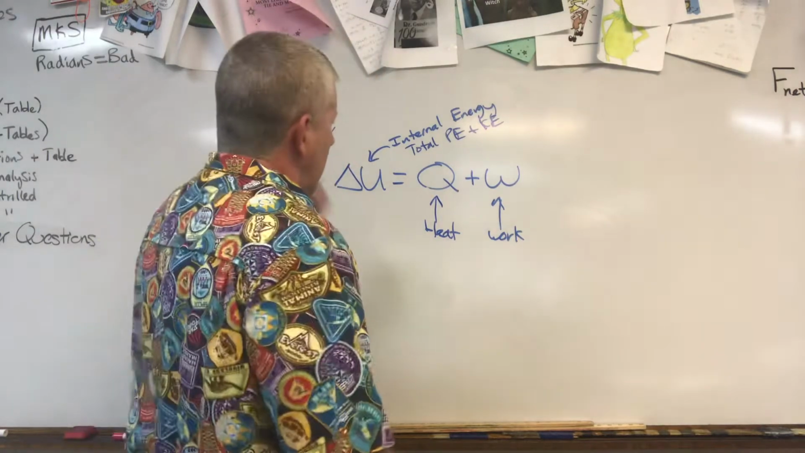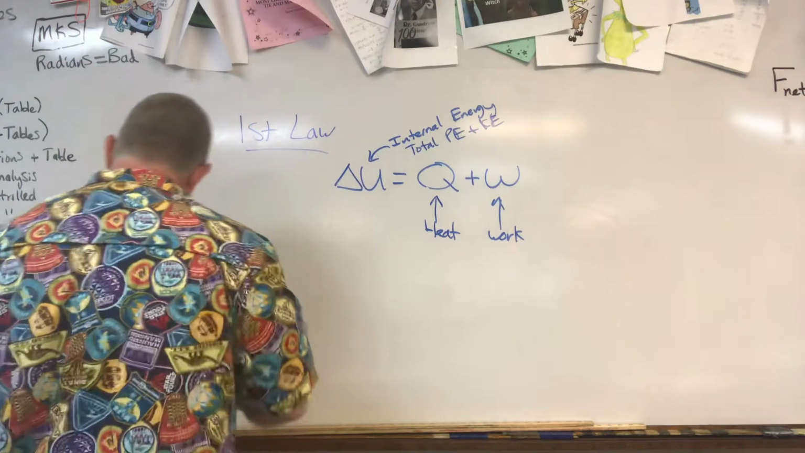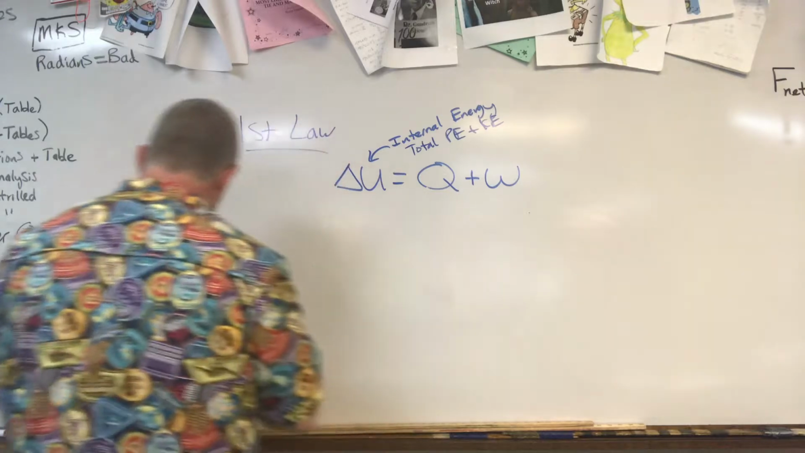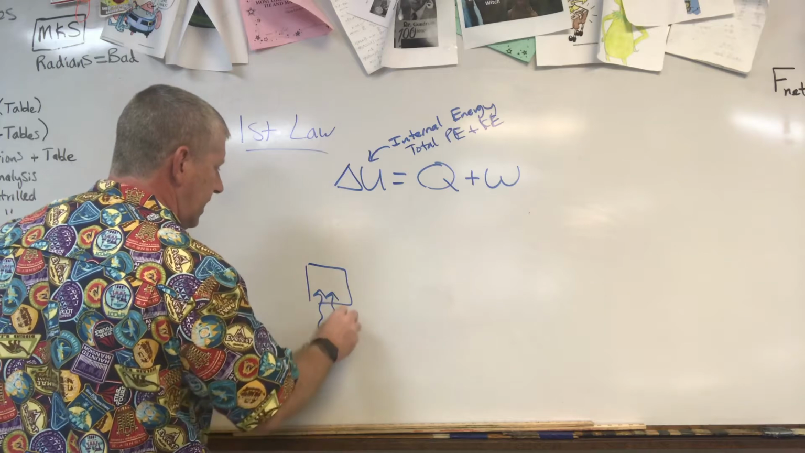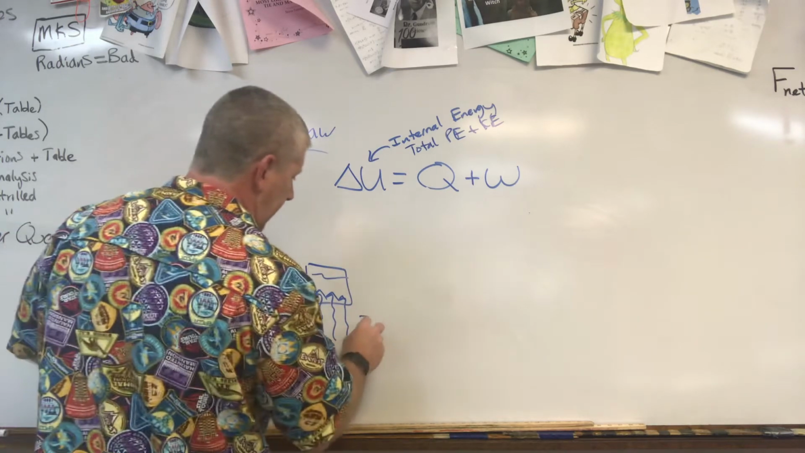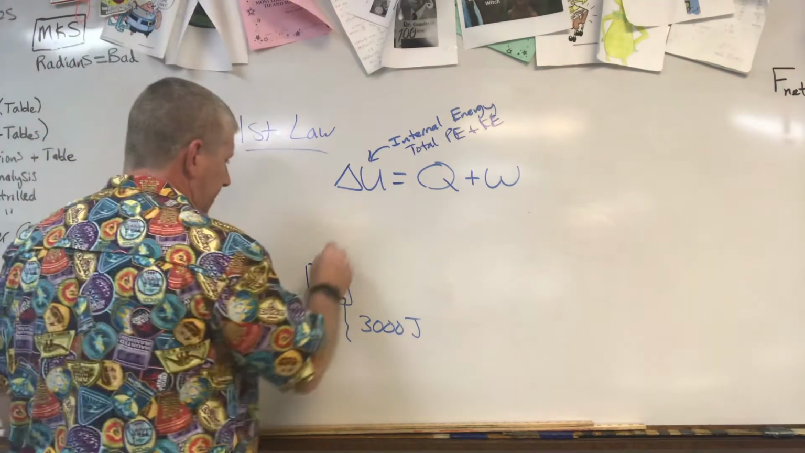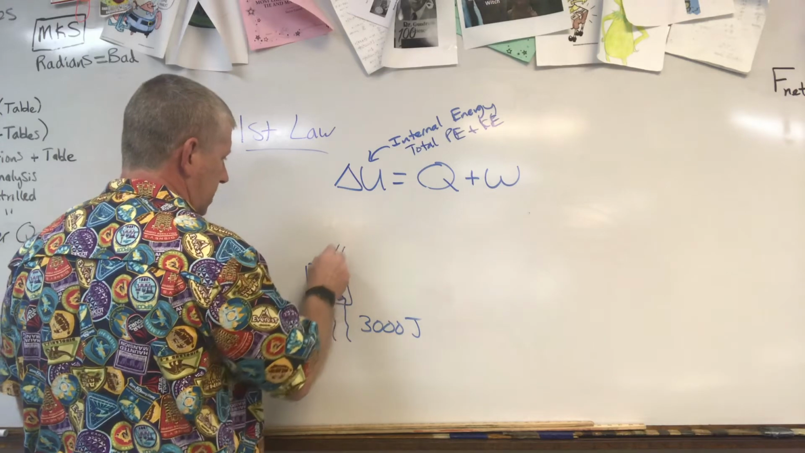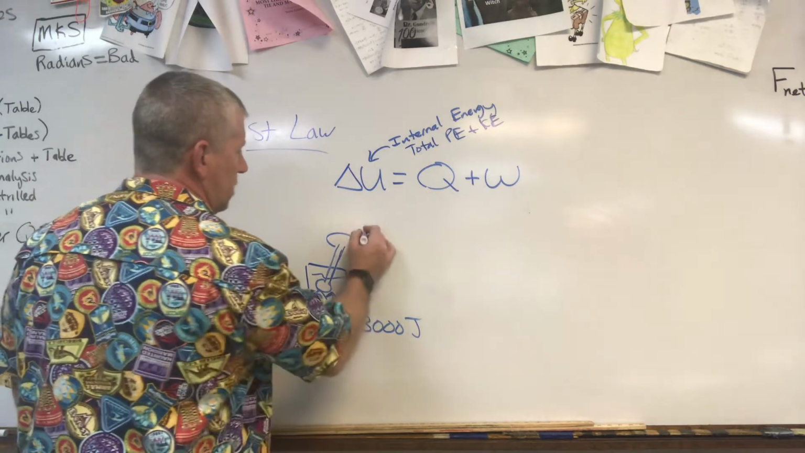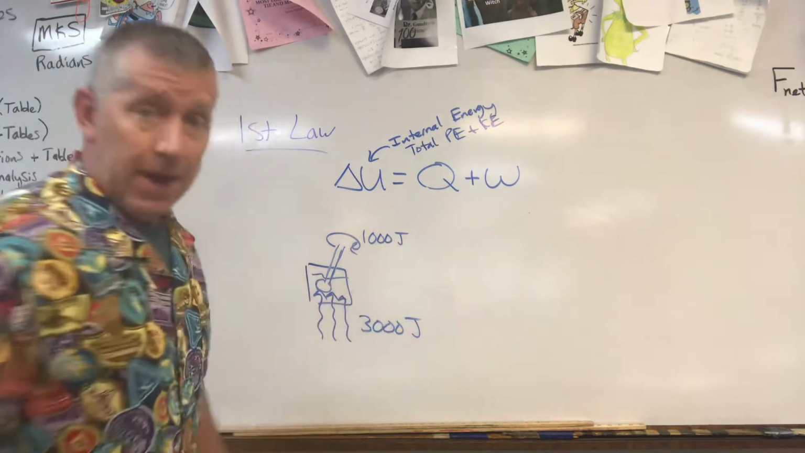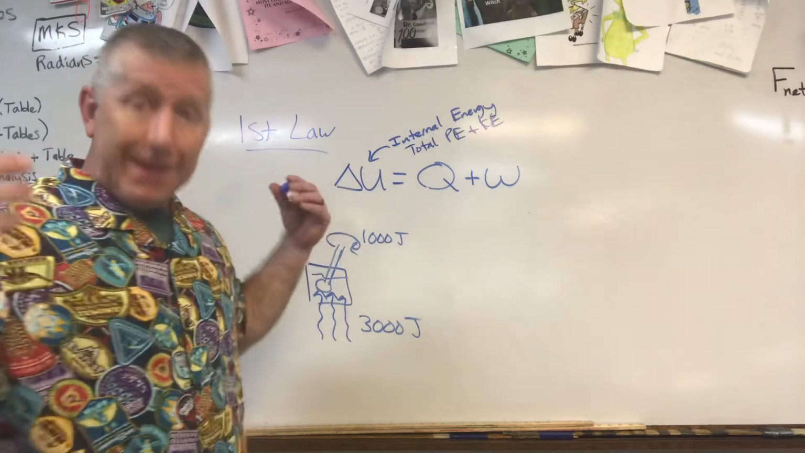All right. Let's do a math example. Let's go back. Actually, I'll erase this, get this out of the way. Now I've got my water here, and I was increasing the heat into it. Let's say I add 3,000 joules of heat energy to this container of water. At the same time, I was mixing it with this spoon, and by mixing with the spoon, I do 1,000 joules of work on it. Okay. What is my overall internal energy change?